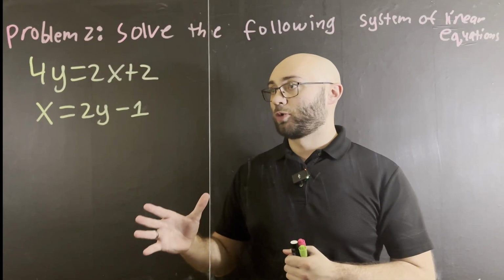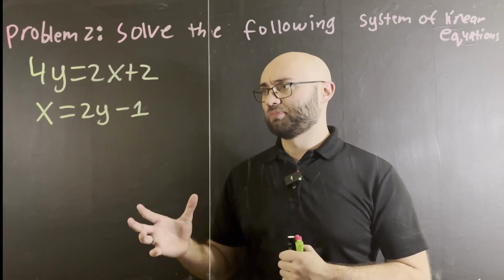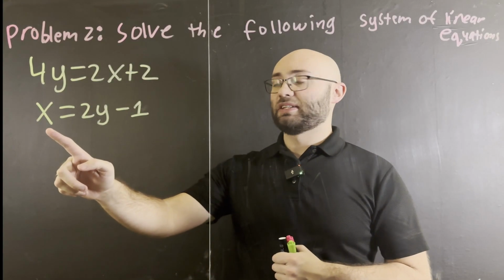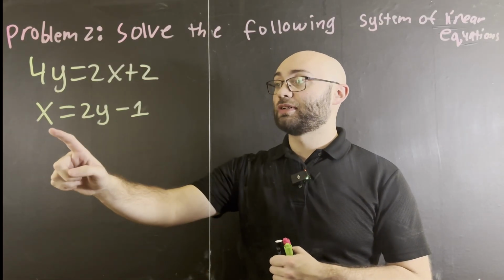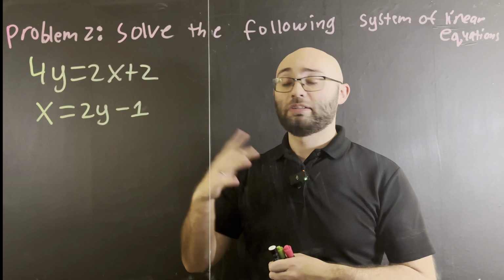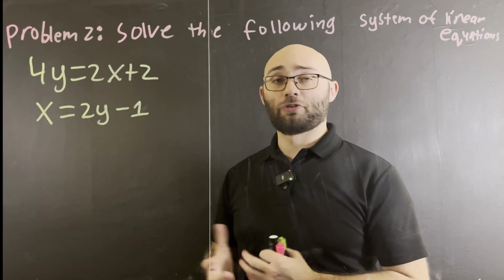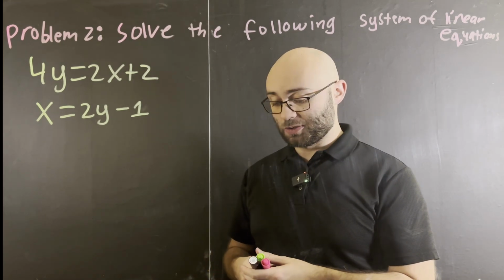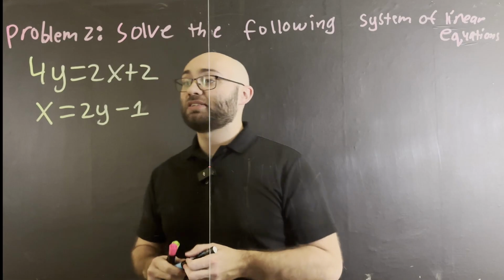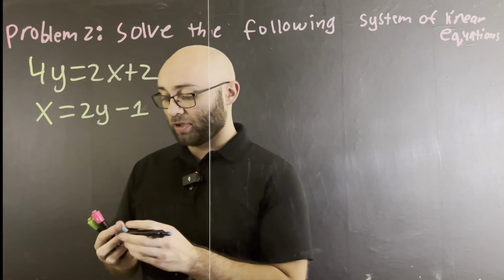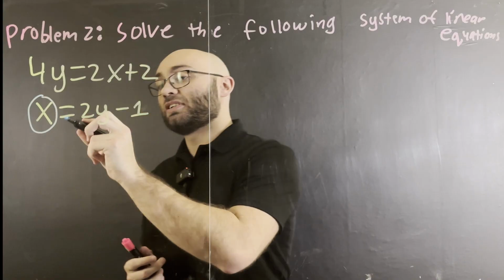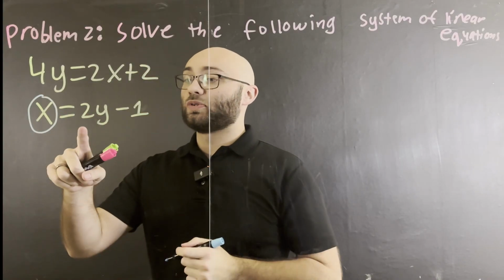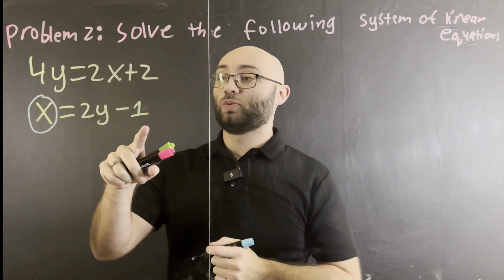First step, we're going to check, is this a good substitution problem? X is by itself. That is a variable completely isolated. Since we have a variable completely isolated, substitution works great here. So we are going to use the substitution method. Once again, the same concept applies when we have x isolated. Since x is by itself, x is equal to 2y minus 1.